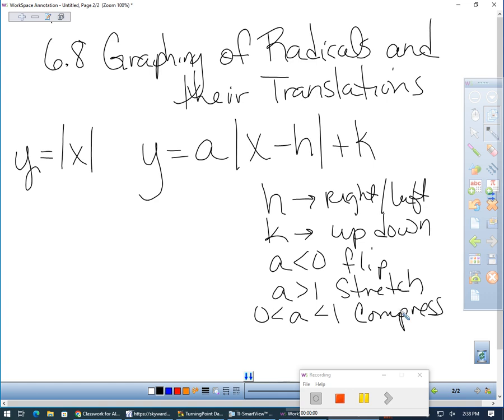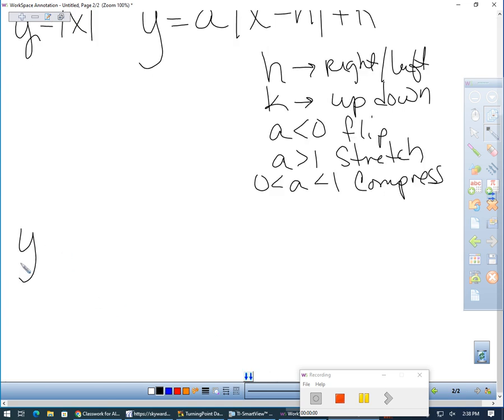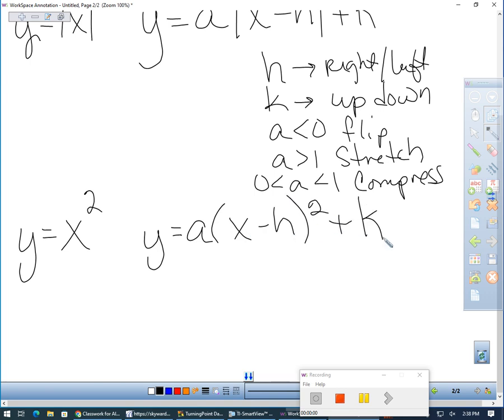After we did the absolute value of x, we went to y equals x squared, which was a parabola. And then we went to its translation or vertex form, which was y equals a times x minus h squared plus k. Again, what does the a do? Perfect. Thank you, Emma. What does the h do? Left or right. And what does the k do? Up or down. You guys remember doing that, correct?